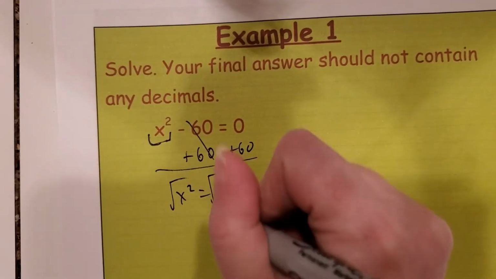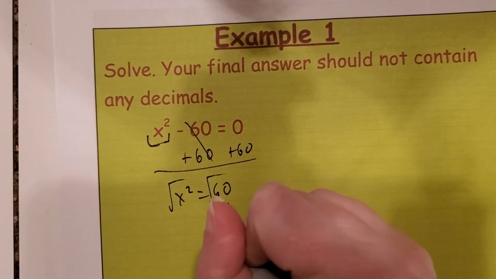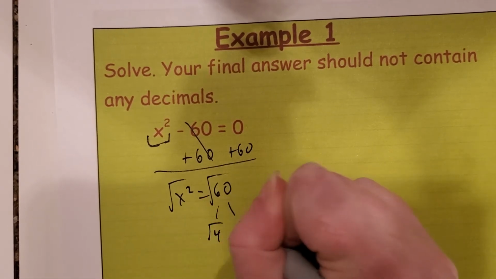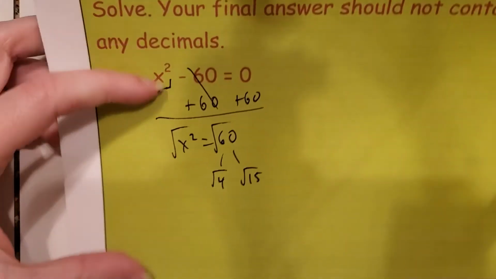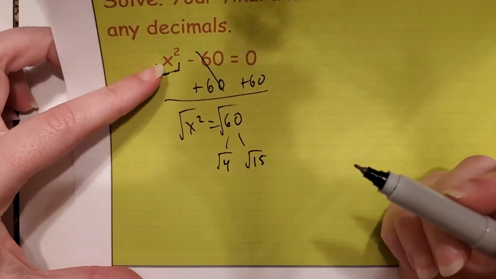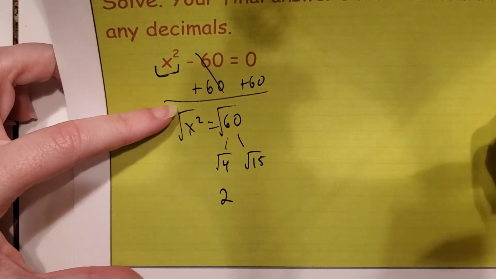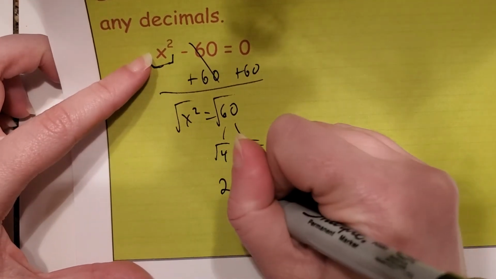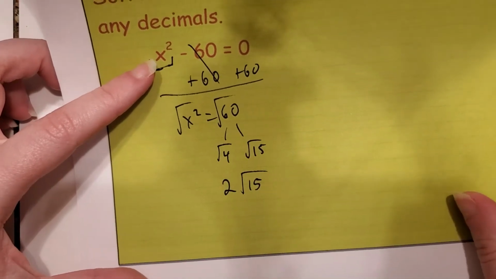So 60 simplifies into 4 and 15. So the square root of 60 breaks down into the square root of 4 and the square root of 15. Which one of those is the perfect square? It's 4. And what's the square root of 4? 2. We can't do anything with the square root of 15, so we're just going to leave it as the square root of 15.